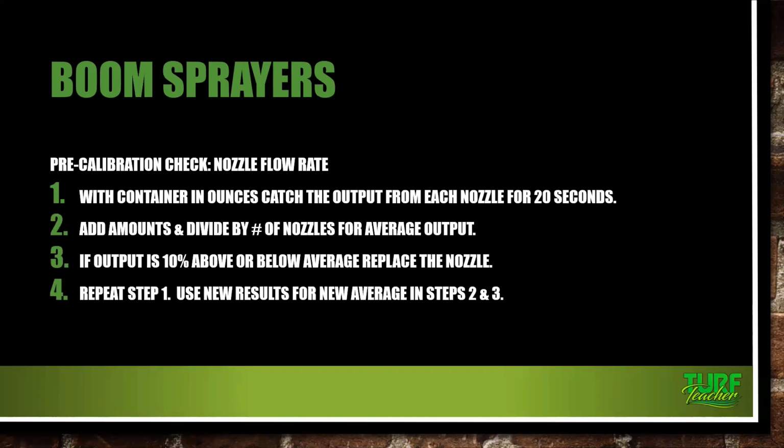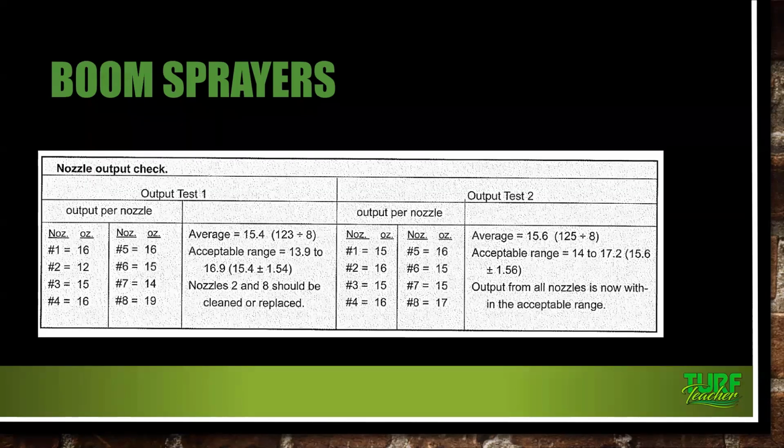So with the container in ounces, catch the output from each nozzle for 20 seconds. You're going to mount it underneath it, or lower it or however you're going to do it, but you've got to collect it. Add the amounts and divide by the number of nozzles for an average output. If the output is 10% above or below the average, replace that nozzle. Repeat step 1 and use the results for average in steps 2 and 3. And we've got a little chart here that's going to help with that.